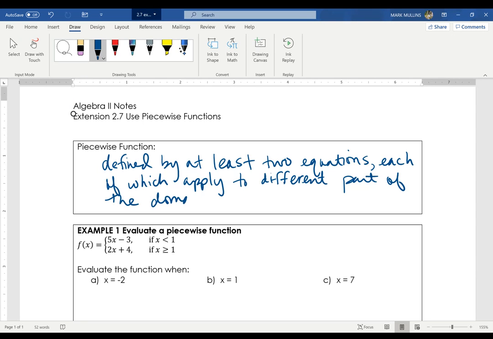So let's remember that domain is all the things that x can equal. So we're going to have an equation to use when x is one thing. We're going to have an equation to use when x is the other. So that's what we're getting at. So remember, domain is x's.